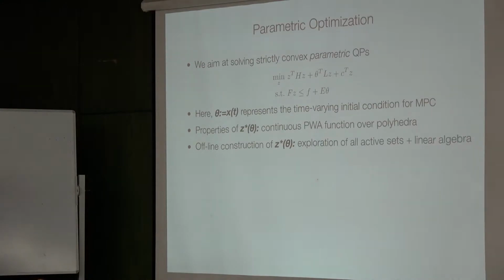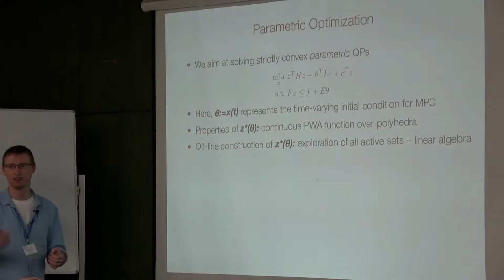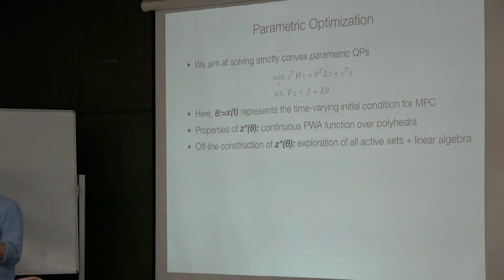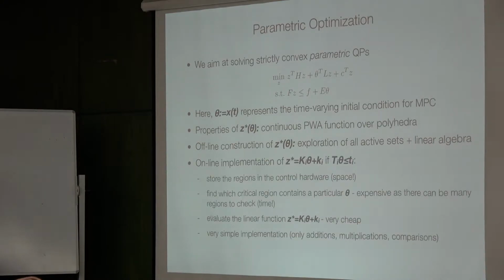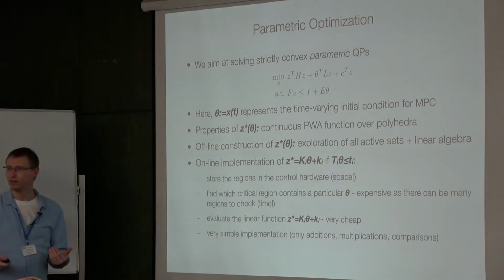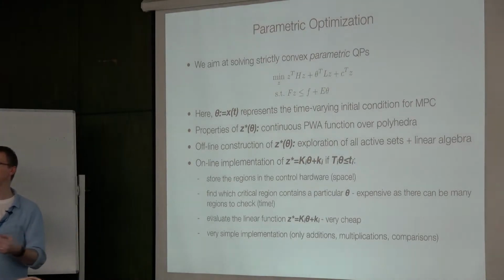But I mean, you get what you ask for, right? You don't know what your problem will be? I will give you the solution for all possible problems. So by exploring all possible active sets and doing some clever linear algebra, we can find out what the properties of the piecewise affine feedback law or the optimizer should be. The good point is, despite this being tremendously difficult, this is done offline before you even start using the solution on your hardware. Because once we have the solution in the form of a piecewise affine table or piecewise affine function, it's basically a lookup table.